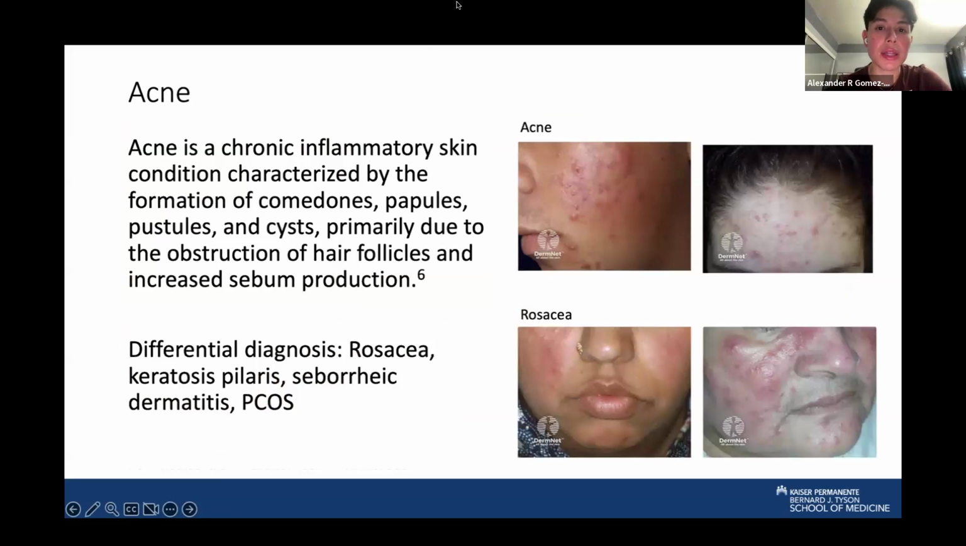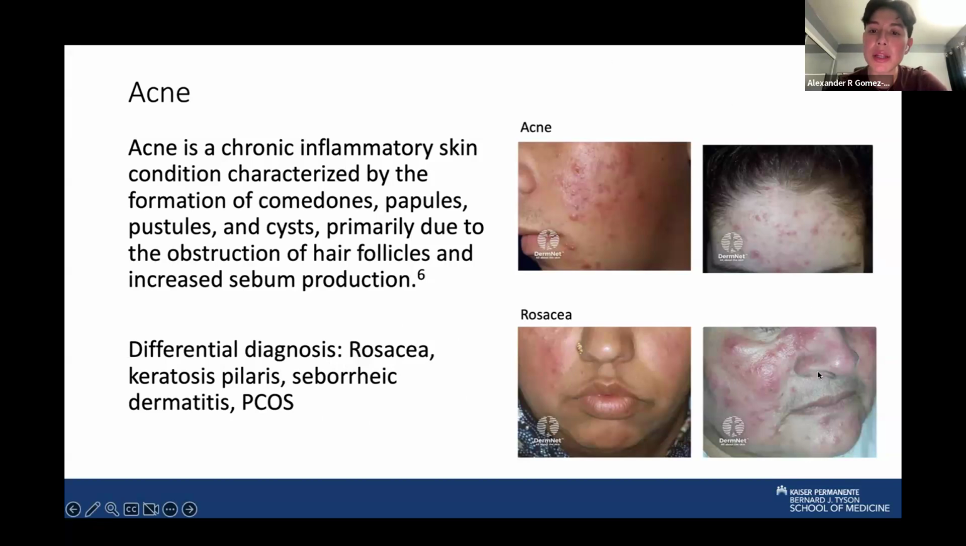And so one of the second most referred was acne. I'm sure a lot of people have had their run with acne, but essentially it's a chronic inflammatory condition caused by increased sebum production that clogs a bunch of pores in the face, leading to comedones, papules, and pustules. When considering this condition, you really want to consider other ones like rosacea, keratosis pilaris, PCOS. So is acne secondary to another concern?